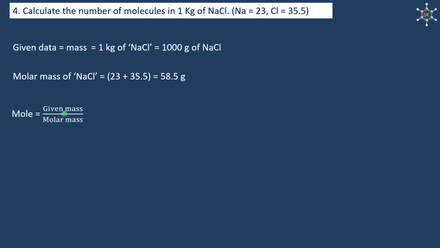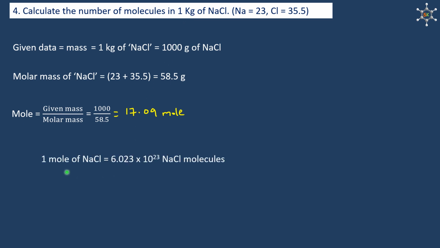Mole is given by given mass divided by molar mass, that is 1000 gram divided by 58.5 gram. This comes out to be 17.09 mole. What it means is 17.09 moles of NaCl is present in 1 kg of NaCl. Now we have to go to the next step, finding number of molecules in 1 kg. We know that 1 mole is equal to Avogadro's number. So 1 mole of NaCl is equal to Avogadro numbers of NaCl molecules.